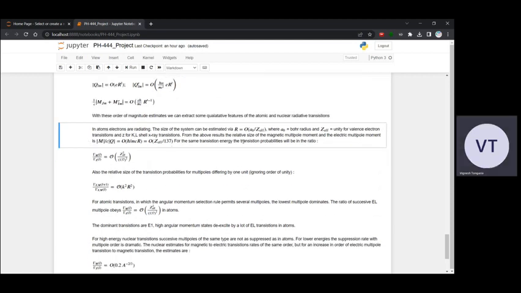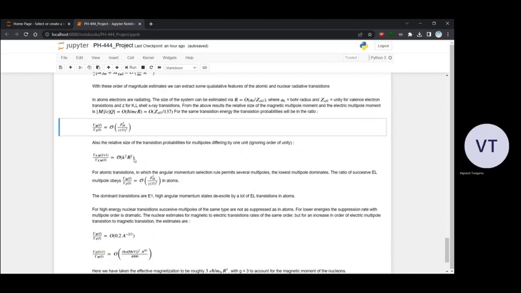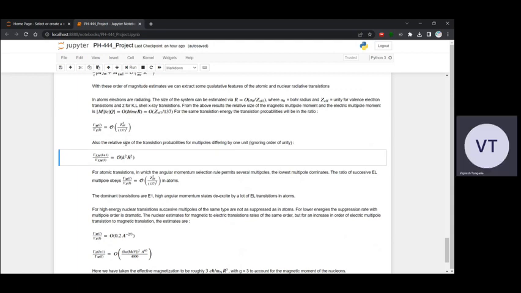And using this, we can find the transition probabilities for the magnetic multipole divided by the electric multipole for the same energies, which will just be given by this Z effective by 137 whole square, as they both have the same energy. We can also find transition probabilities for multipoles differing by one unit, where L differs by only one, and this can be found to be of the order of k square into r square, where r is the size of the system and k is the wave vector.